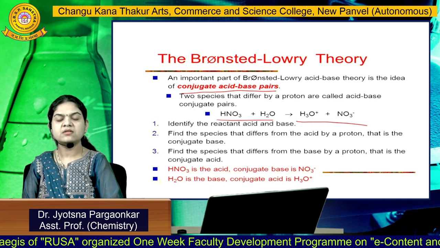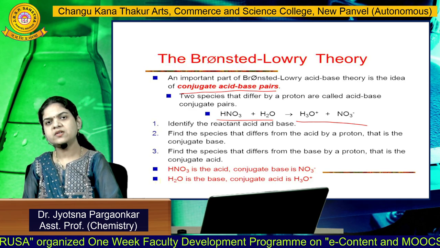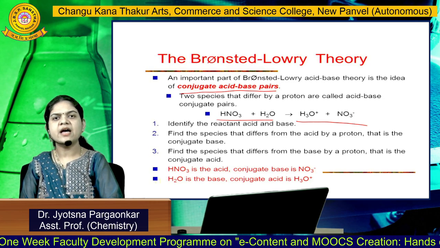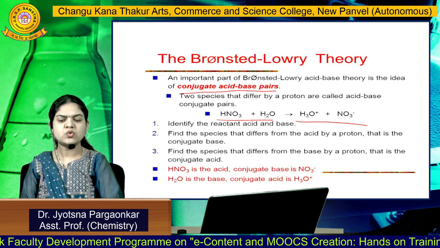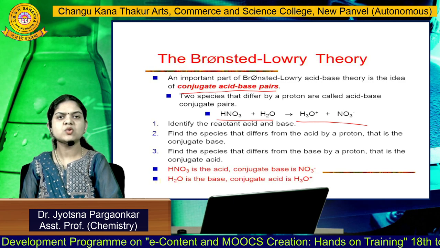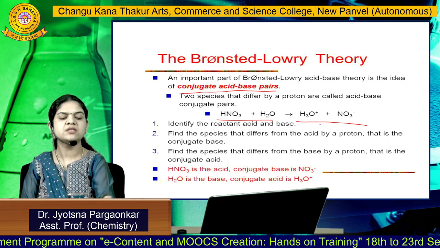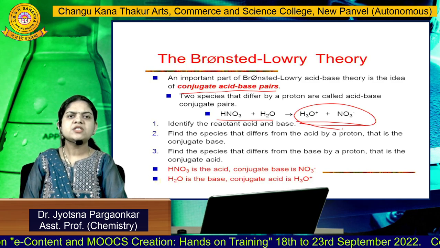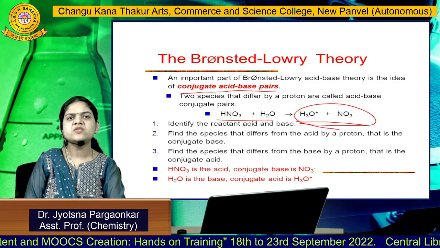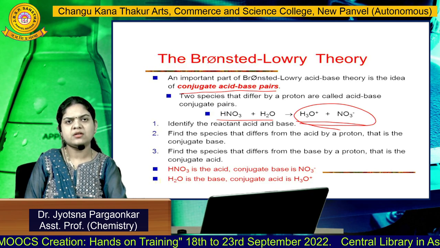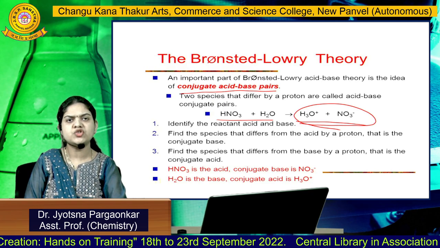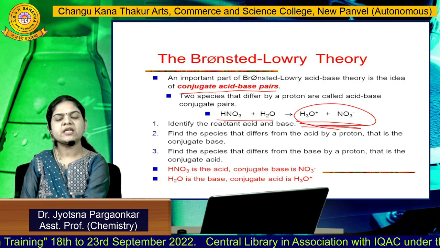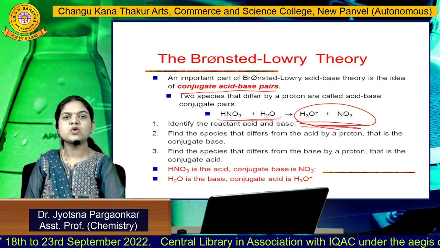On the reactant side, one is an acid and one is a base, and on the product side there will be the conjugate acid and conjugate base. So let's see what a conjugate acid-base pair is. It is simply the species which differ by a proton. These are called an acid-base conjugate pair, so these two differ from the reactant side by a proton.